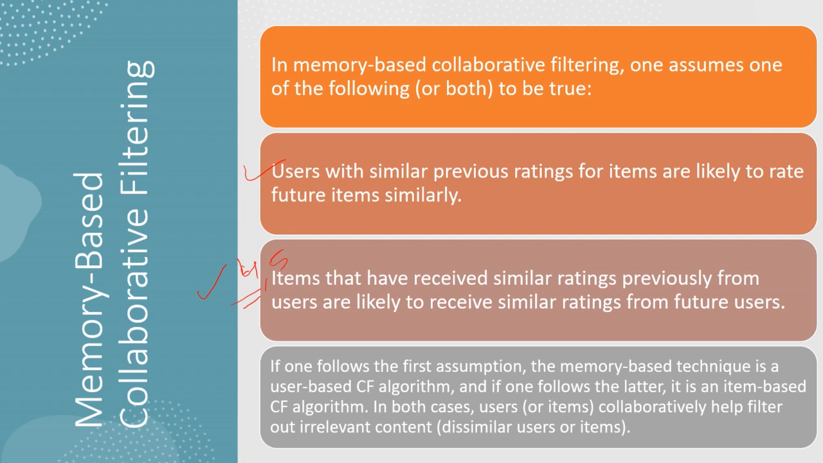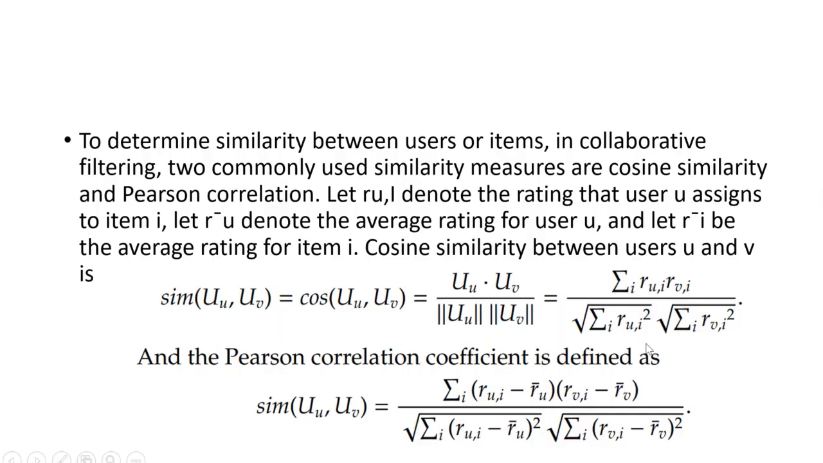So what we have to do is use the memory based technique, either the user based collaborative filtering algorithm or the item based collaborative filtering algorithm. In both cases, user or item, collaborative filtering helps to filter out the irrelevant content. That means if there are 100 items, we can identify which are relevant and which are irrelevant. So irrelevant content can be opted out from the list.